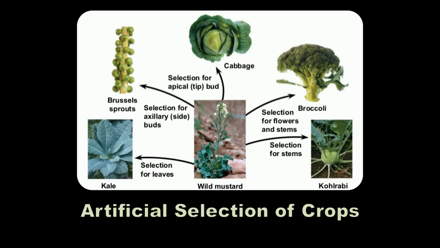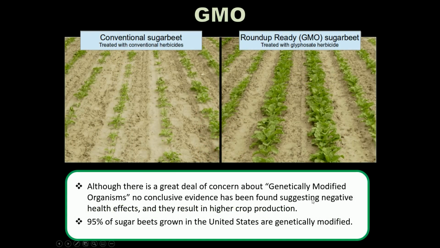Like I said, GMOs are another big way that we alter genetic diversity. So, although there's a great deal of concern about genetically modified organisms, there's no conclusive evidence that has been found suggesting a negative health effect for consuming these, and they do result in higher crop production. Now, someone could say that there's no conclusive evidence that they're safe, but that's not really how science works. You can't prove that something's safe. You can only look at mountains and mountains of evidence, none of which show any health concerns over decades of having eaten these genetically modified foods. And it has been a very long time that we've been using these.